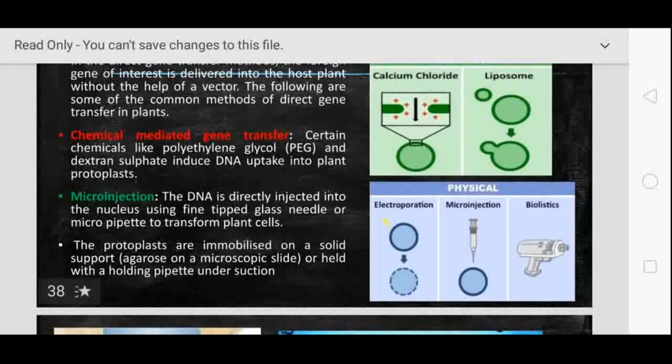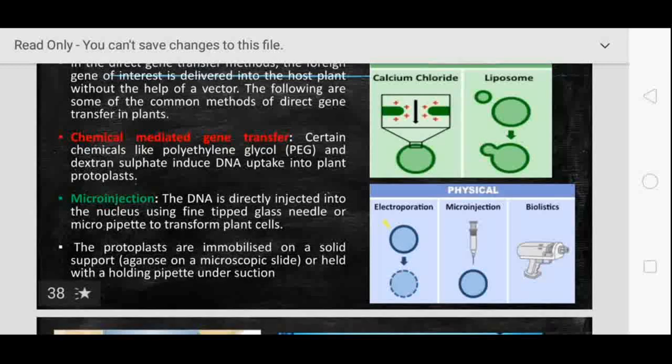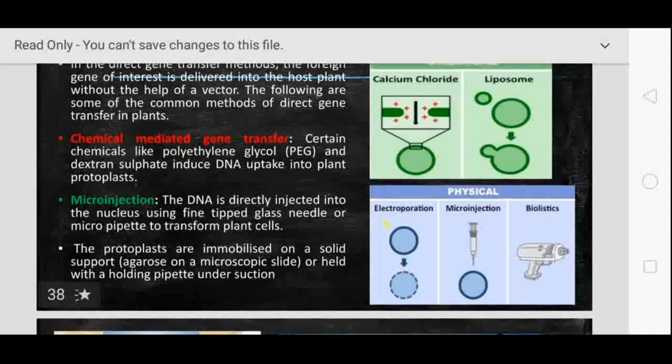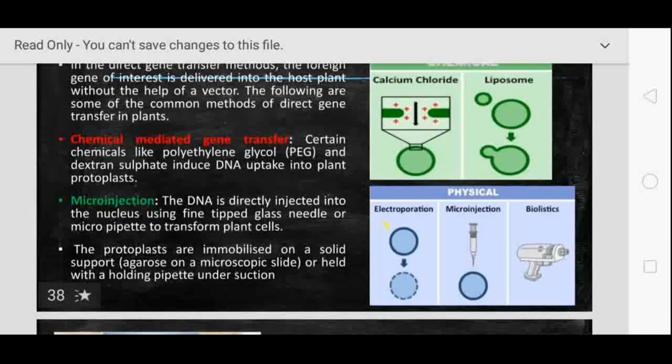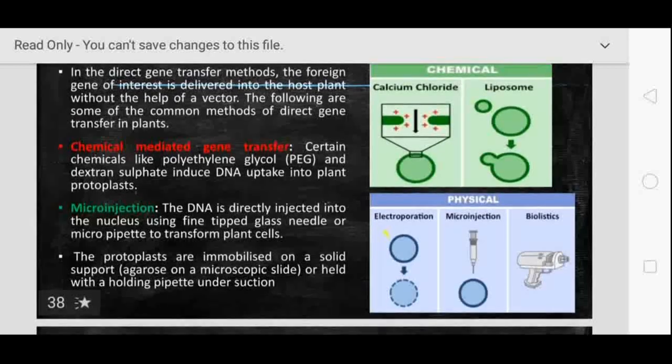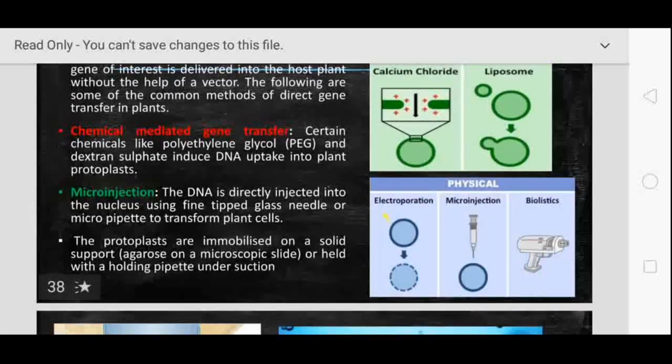The first method is called the chemical method. I already said there are two types of chemicals. One is called PEG, that is polyethylene glycol. Note down this very important word. Polyethylene glycol and dextran sulfate are added into that cell. It has the competence to take the DNA into the plant protoplast.